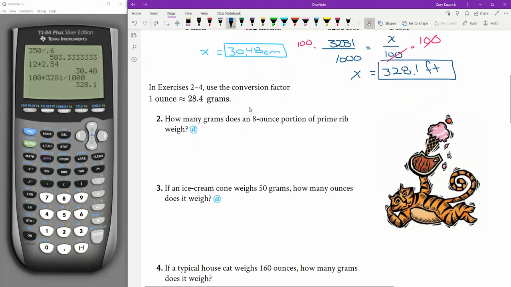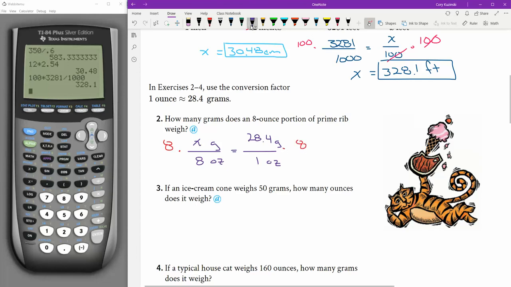Use this conversion factor that 1 ounce is about 28.4 grams to answer these questions. How many grams does an 8-ounce portion of prime rib weigh? So I'm going to go x grams for every 8 ounces. And then over here, 28.4 grams is about 1 ounce. By putting my unknown on top, it saves me from having to flip it over later. So what am I multiplying both sides by? 8.